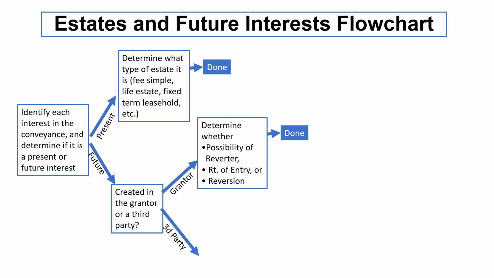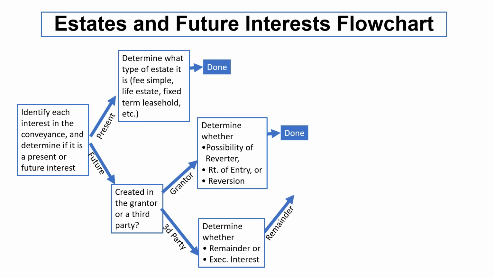On the other hand, if the future interest we're looking at is created in a third party, someone other than the grantor, then we have to determine whether it's a remainder or an executory interest. We do that by applying the rules for remainders. If it satisfies all four of the rules for remainders, which we covered in one of our previous videos, then it's a remainder. If it breaks even one of those rules, then it isn't a remainder, and it must instead be an executory interest.